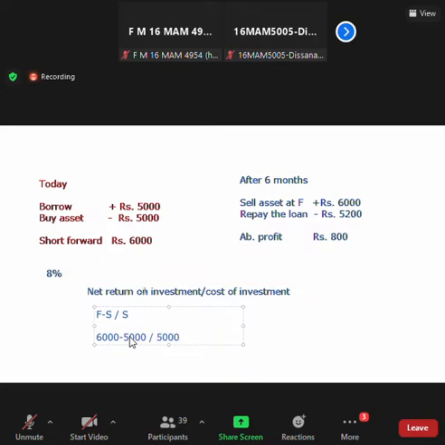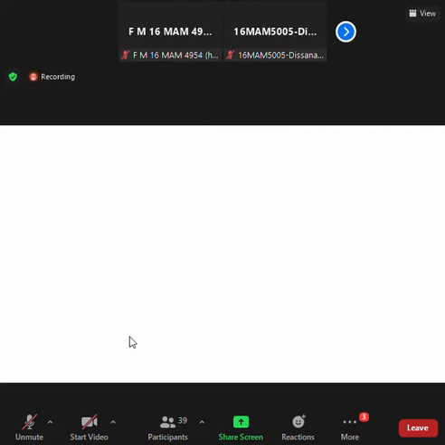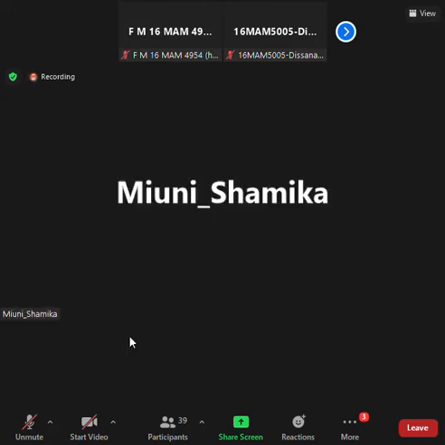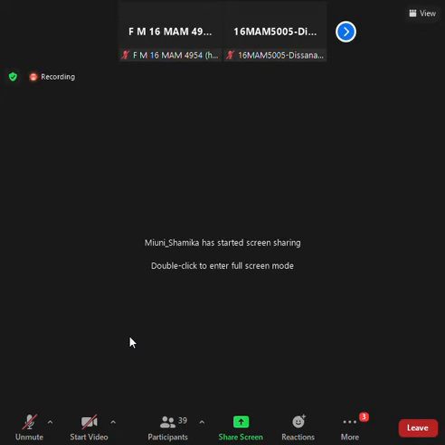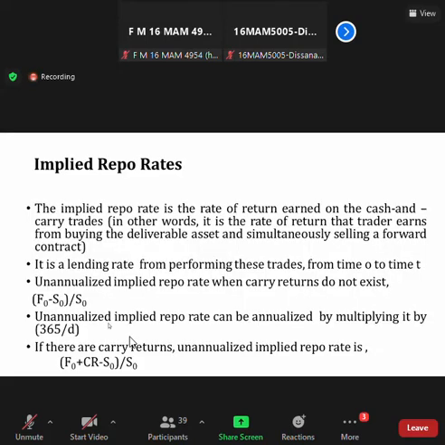So the same return equation that we normally use in finance: net return on investment divided by cost of investment. What is the rate of return you can gain by purchasing an asset in the spot market and selling that in the futures market, or selling that through a forward contract, right? So this is what we call the implied repo rate, right?